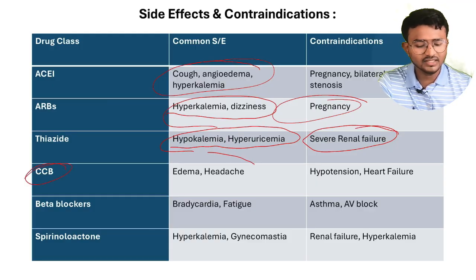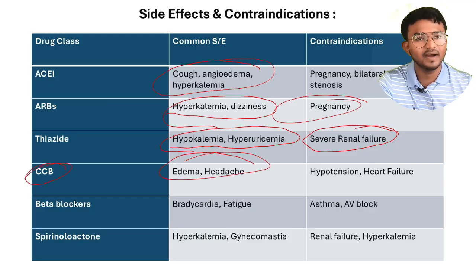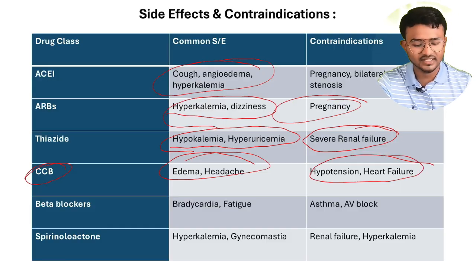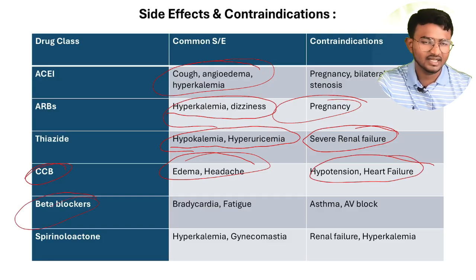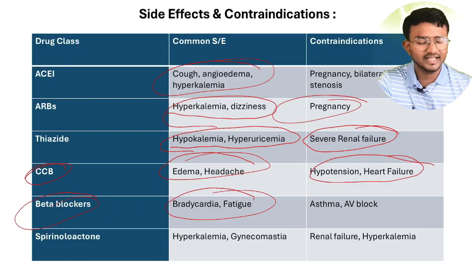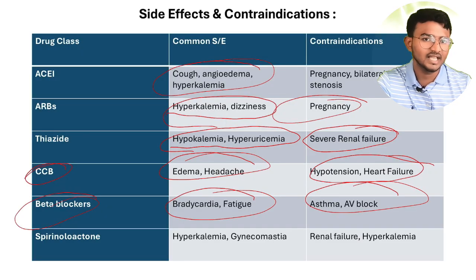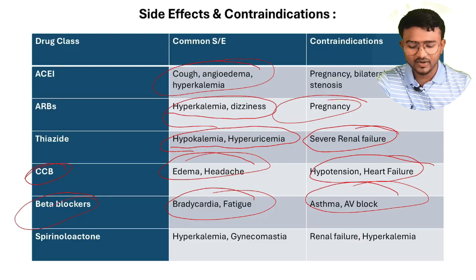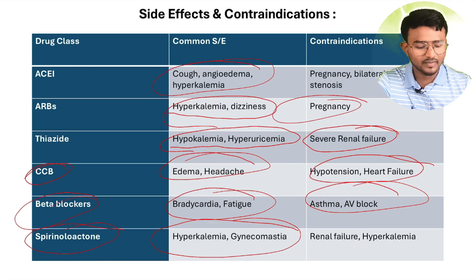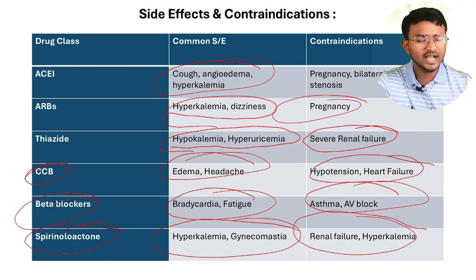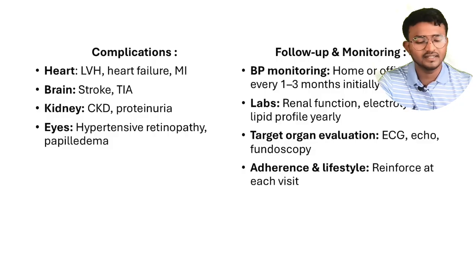Calcium channel blocker, common side effects are edema and headache, and contraindications are hypotension and heart failure. Beta blockers, the side effects are bradycardia and fatigue. Contraindication, if the patient has asthma and AV block, we can't use beta blockers. Next one, spironolactone, side effects are hyperkalemia and gynecomastia. If the patient has renal failure and hyperkalemia, we can't use spironolactone.